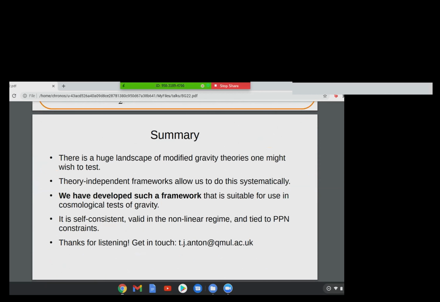So in summary, there's a very large landscape of modified gravity theories that people are interested in testing, and it's useful to construct theory independent frameworks in order to study those potential modifications systematically. And we've developed such a framework that is suited for use in cosmological tests of gravity.